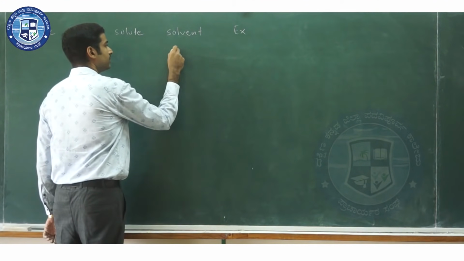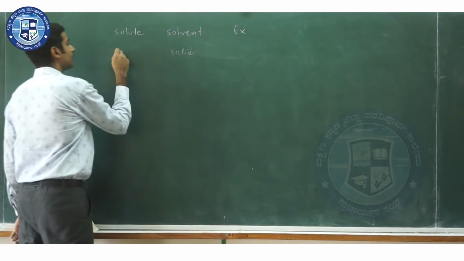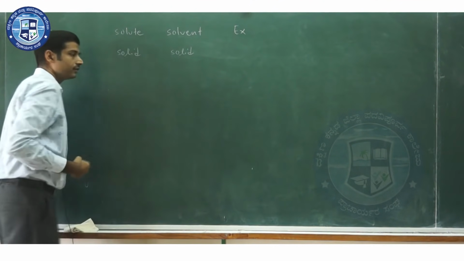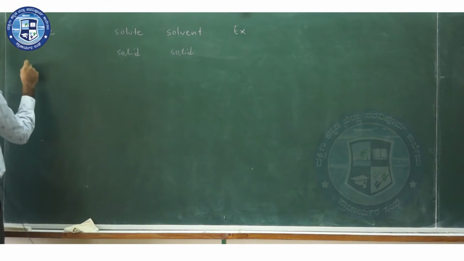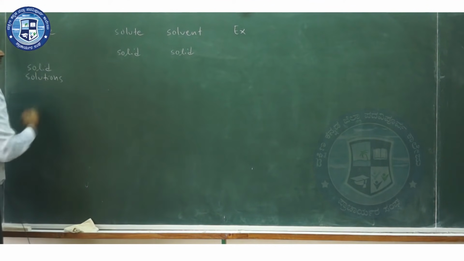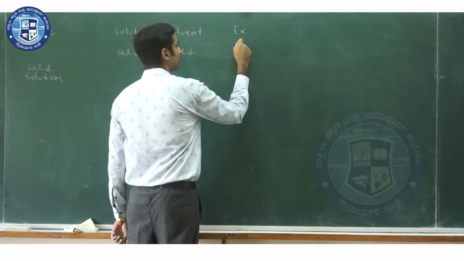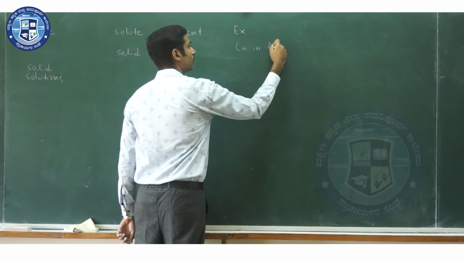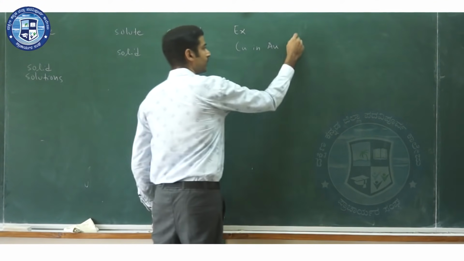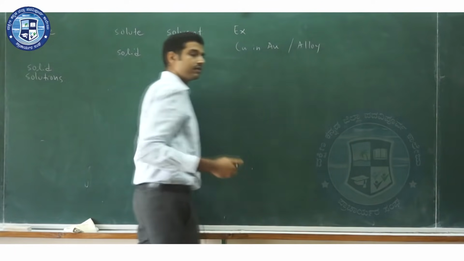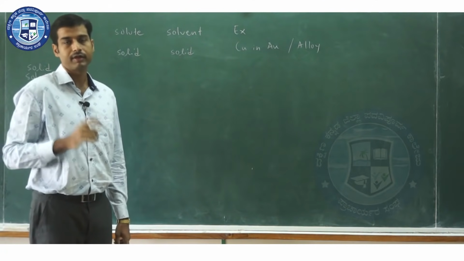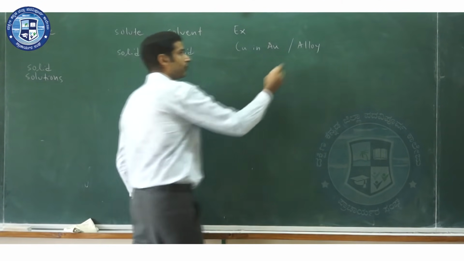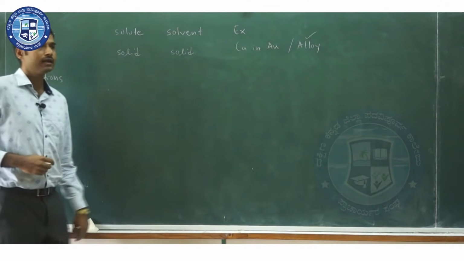If the solvent is a solid and the solute is also a solid, as in the example that we took just now, then such a solution will be a solid solution. The example of copper in gold, or any alloy for that matter, is a homogeneous mixture of various metals. A homogeneous mixture of several metals will form an alloy, which will be classified under a solid solution.